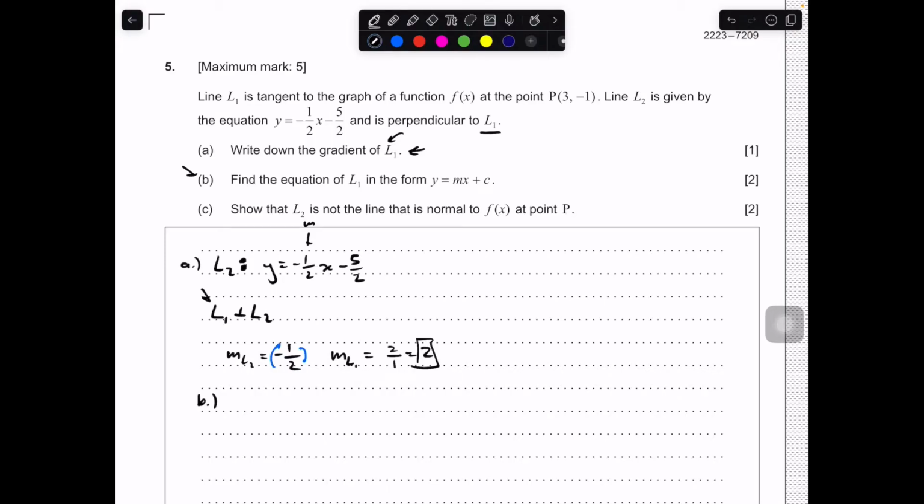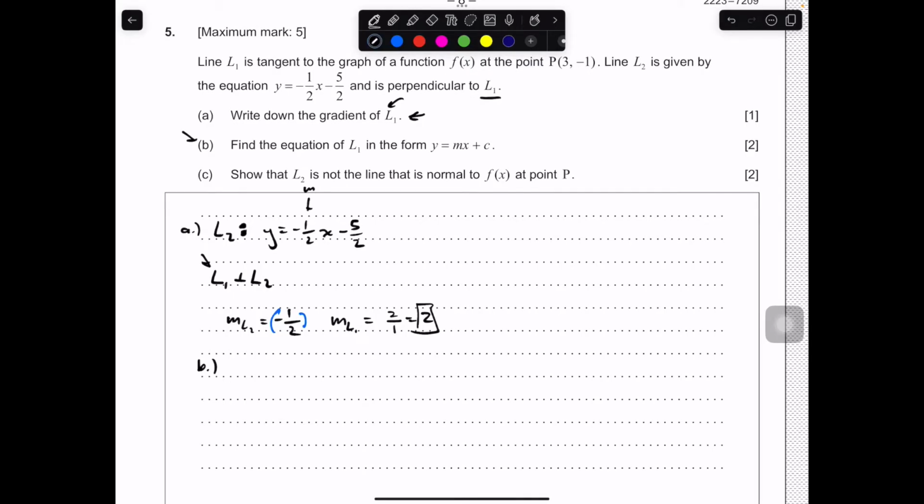For part B, find the equation of L1 in the form y equals mx plus c. Okay. So we already know the gradient of L1 is equal to 2. So we have y is equal to 2x plus c, where c is our y-intercept. We don't yet know c, but we can find it. We have x and y and c, but we do have a point on the line L1, tangent to some graph, and it's at the point (3, -1).